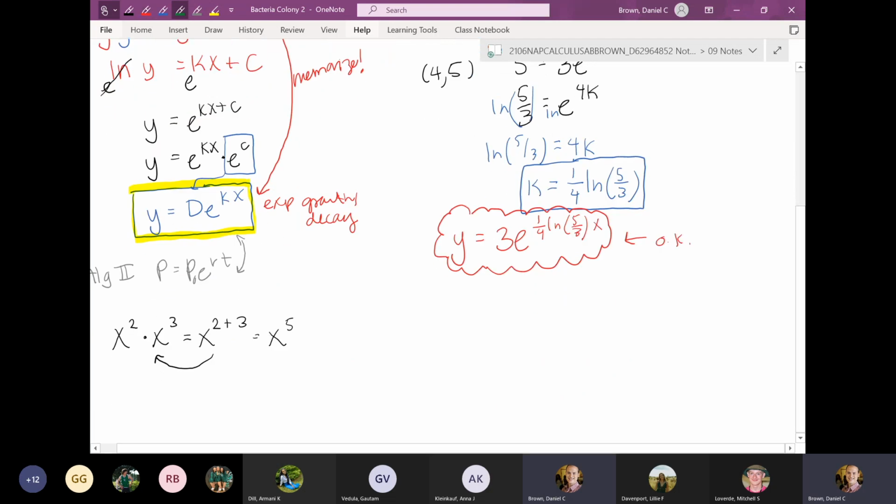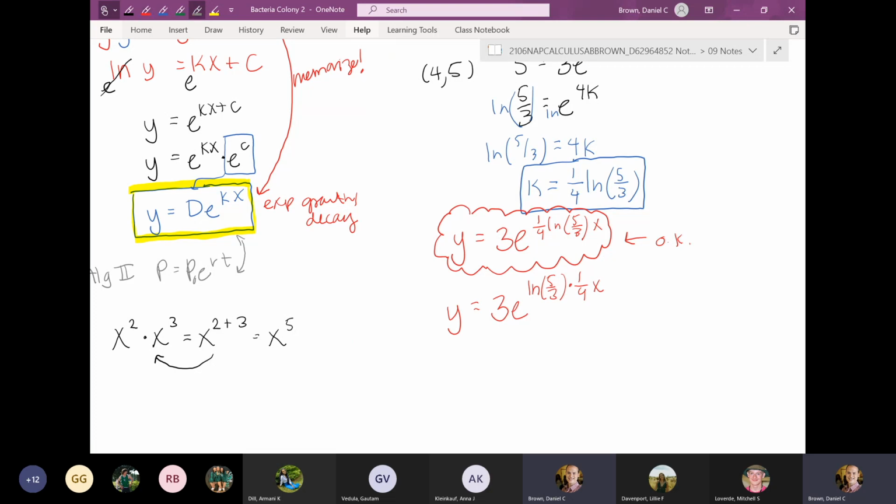How can we make it a little bit easier to deal with? When I see an e and a natural log in the same problem, I know they want to cancel each other out. Order doesn't matter when you multiply. 2 times 3 is the same thing as 3 times 2. So I'm just going to put the natural log in front. So I have the natural log of 5/3 times 1/4 times x. So again, I just rearranged it. Order doesn't matter when you're multiplying.